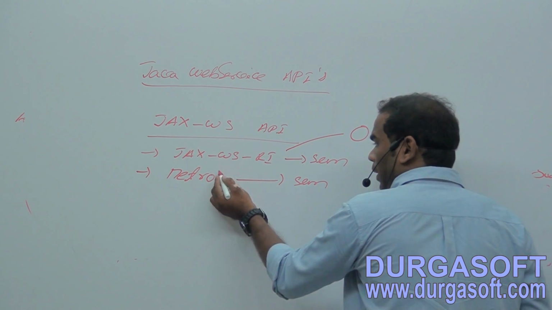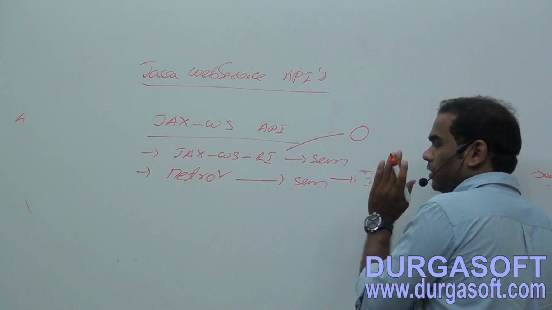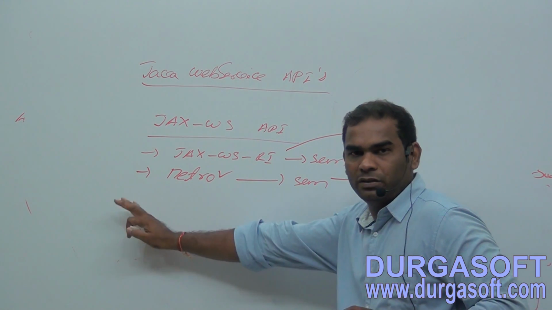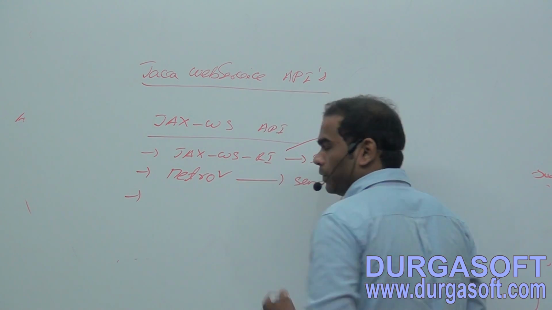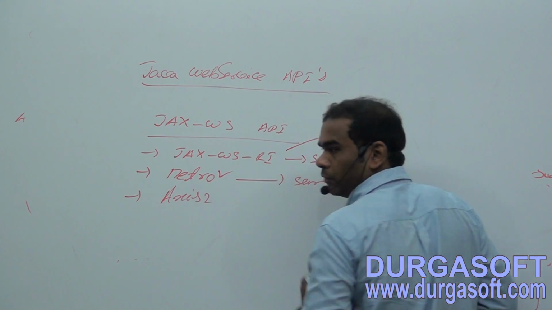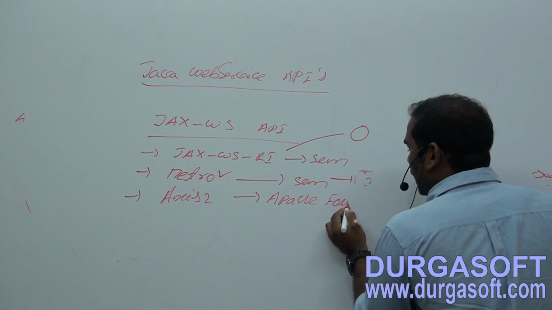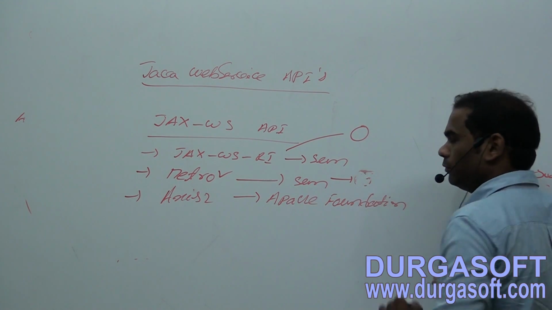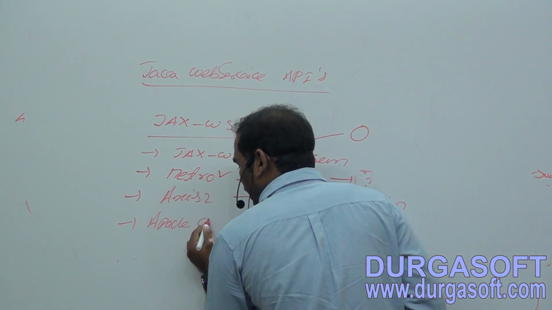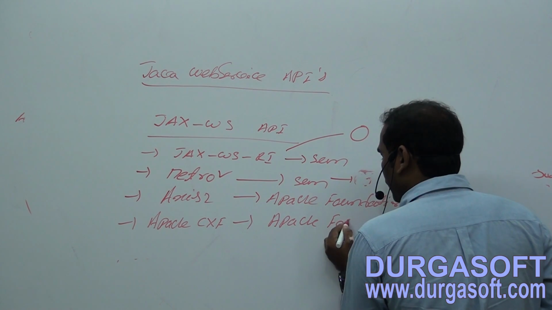And the next one is Metro. Metro did not come along with the JDK. We need to separately download these jars if we are working with the Metro implementation to create a web service or web service client. The next implementation is Access2, given by the Apache Foundation. And the next implementation is Apache CXF. It is also from the Apache Foundation.